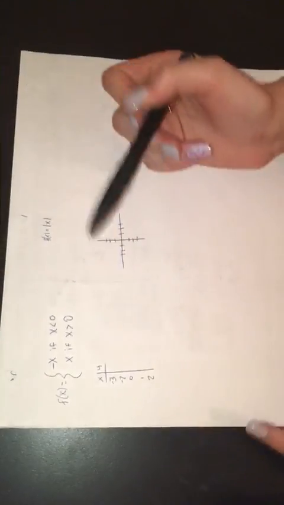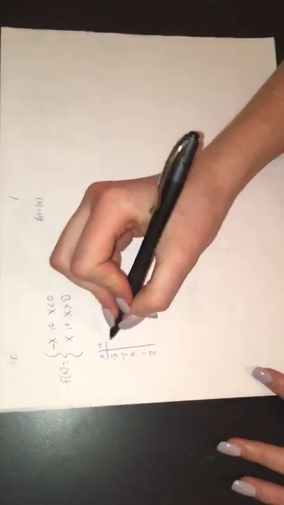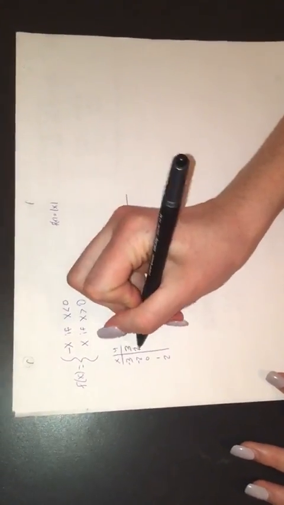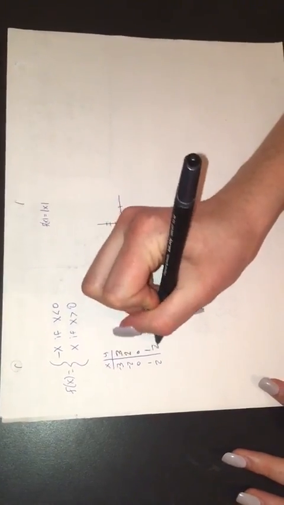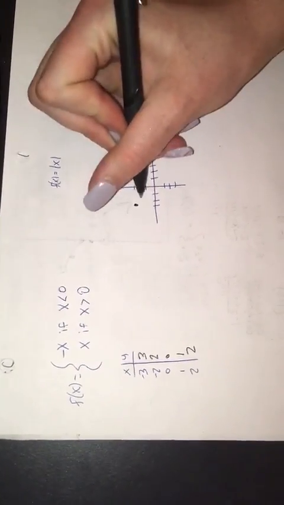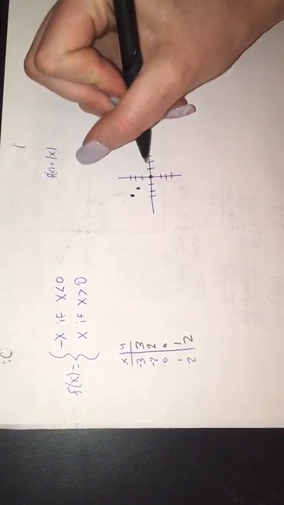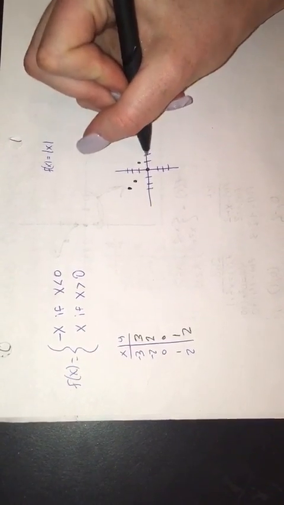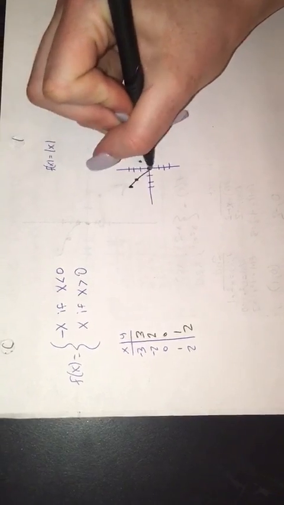Absolute value functions would just be like f of x equals the absolute value of x. So here our table would be negative 3, negative 2, and so on, and they would all just be the absolute value. So that would be 3, 2, 0, 1, and 2. To plug those in, you would just go with them. And it would look like that.